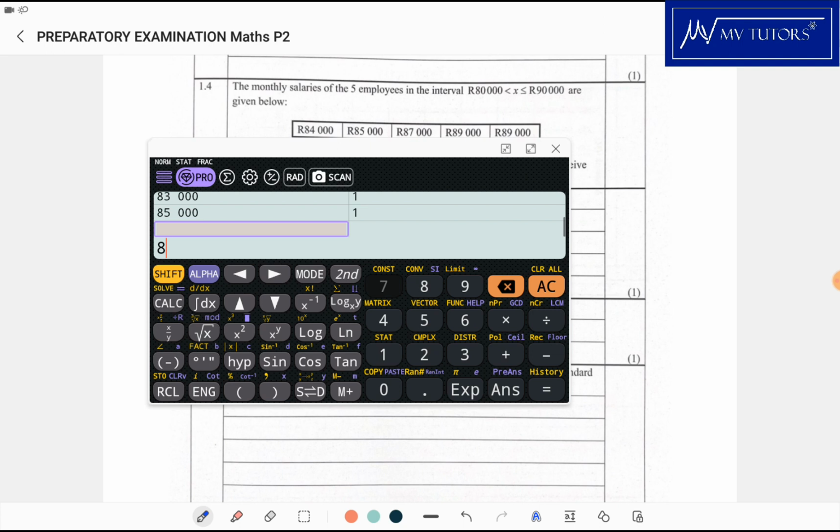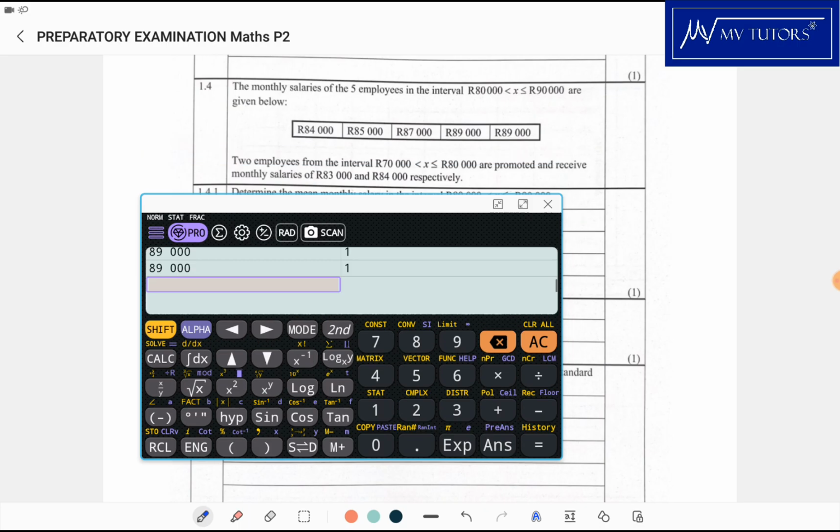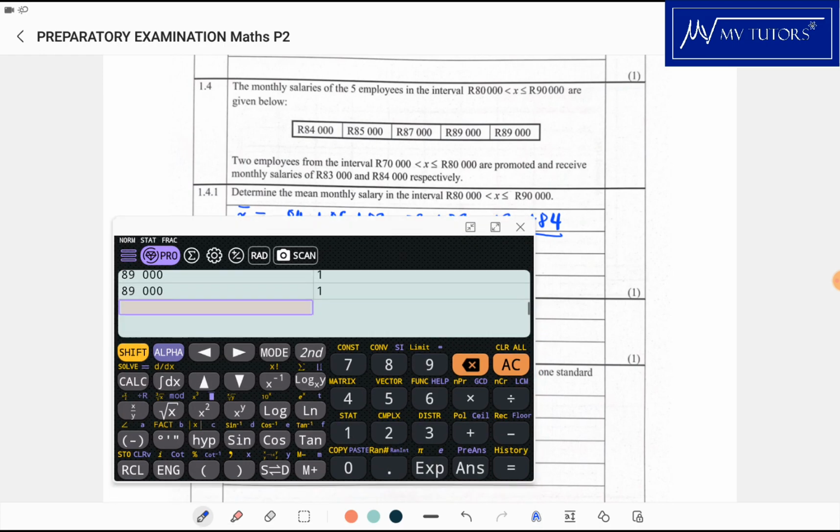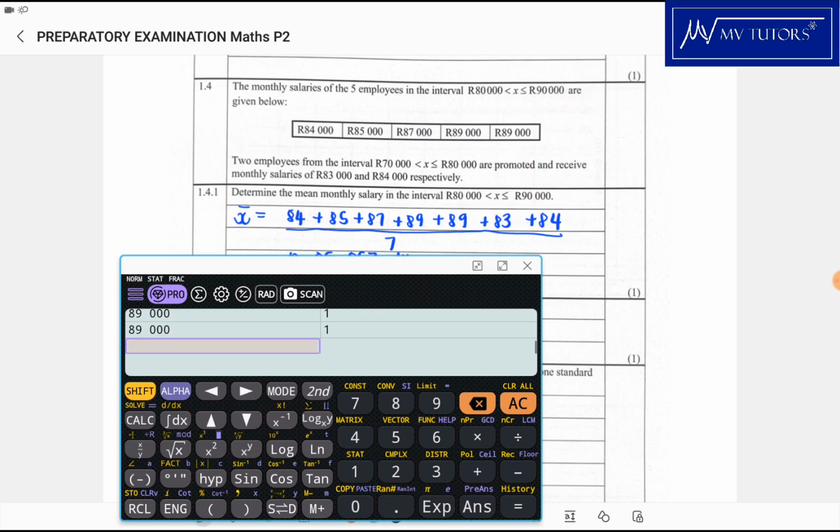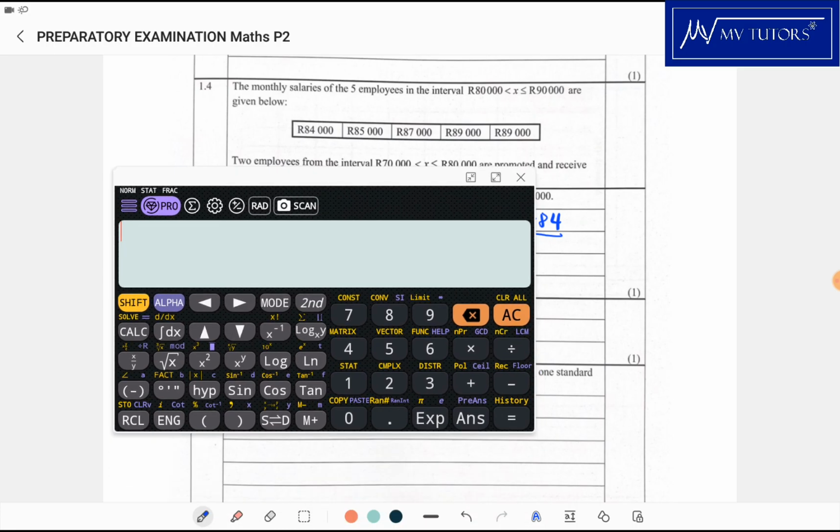I feel like I'm going to re-record this because the noise is just too much. Yeah, and then there's 89,000. Okay, we're there. Check the data. 89, 89. And then there's 87, 85, 83, 84, 84. Okay, great.